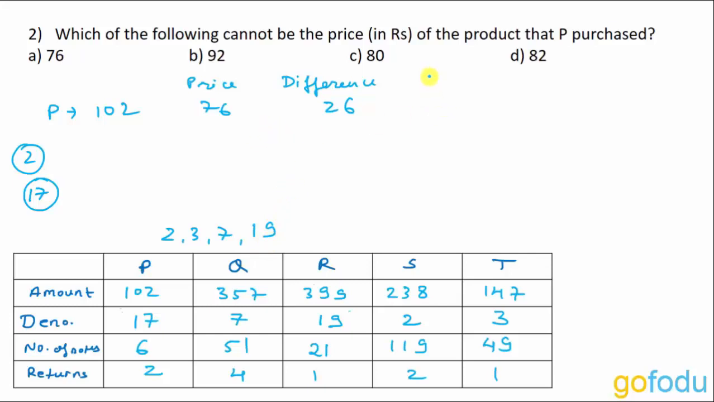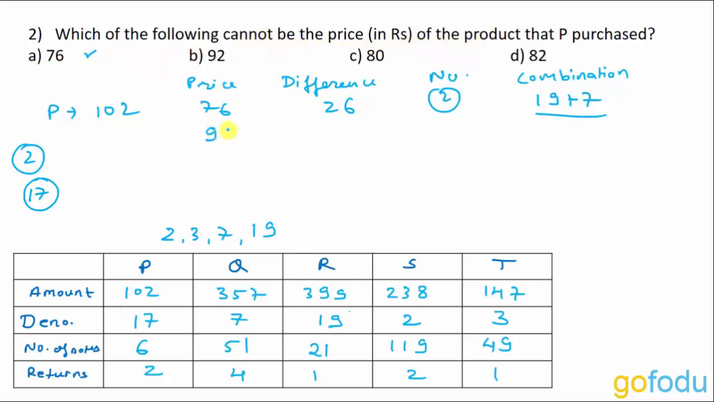Now number of notes are 2. So combination can be 19 plus 7. If this is the combination, then difference is 26. This sum is 26. That means the price of the product will be 76. So 76 is the possible price of the product that P purchased. But it is not the correct answer. We have to find the option which cannot be the price of the product.